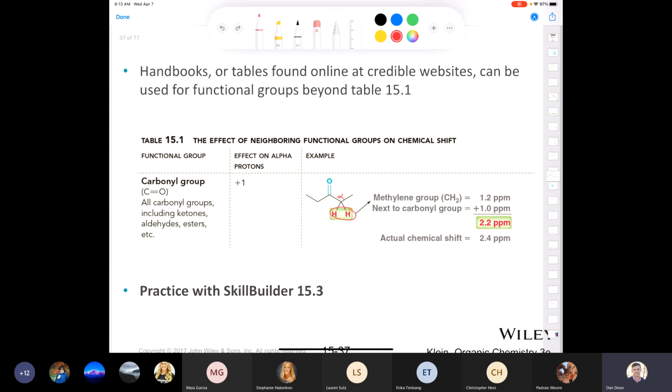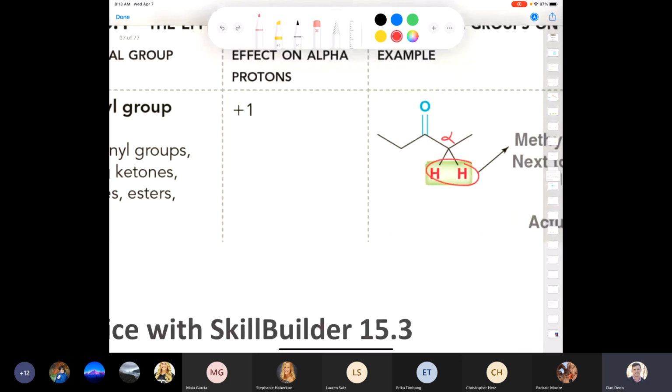If you run the NMR on this in a real NMR spectrometer, not just getting an estimate, you see the actual chemical shift of those protons is 2.4. So again, it's a very good estimate. What about the beta protons? Here we have beta protons here in this methyl group. Yes, I know that this one is equivalent, but I'm just going to use the one on the left-hand side.